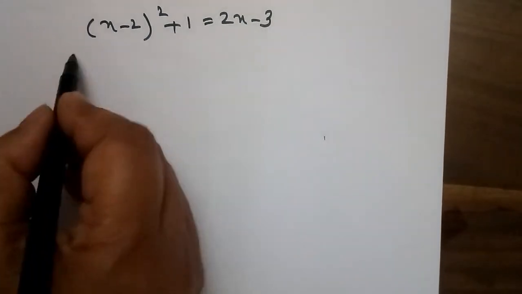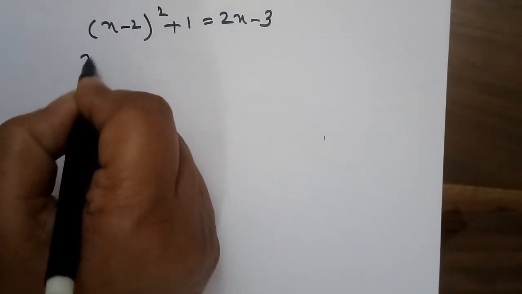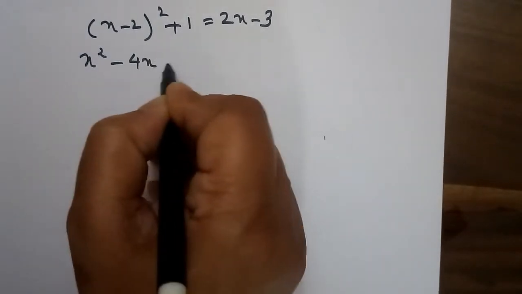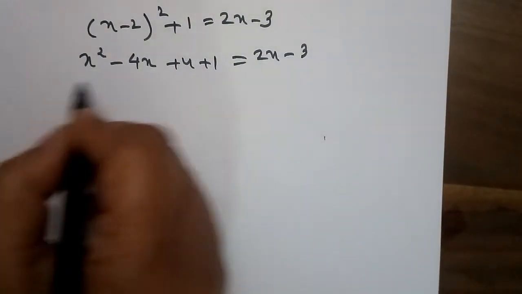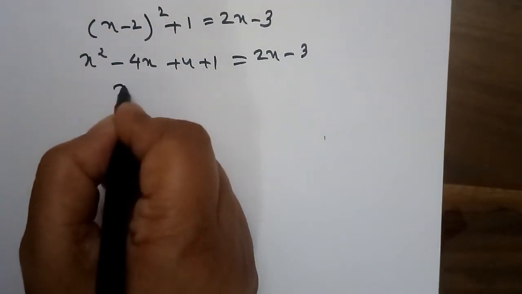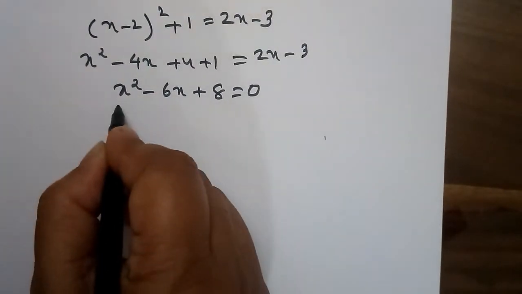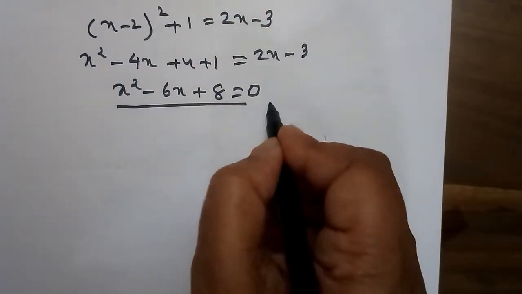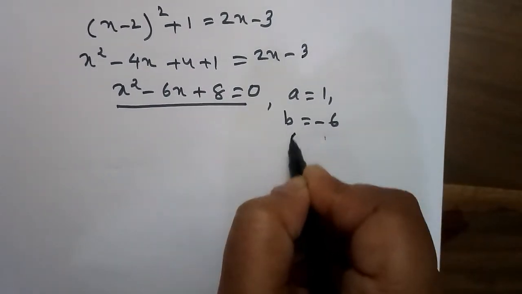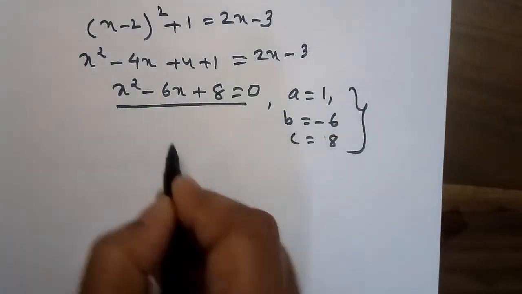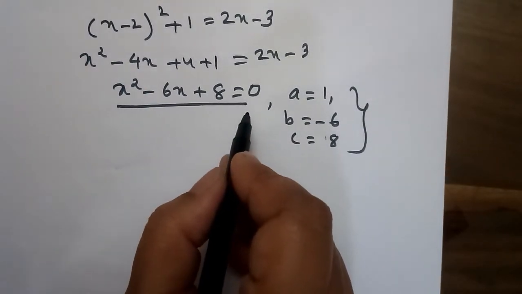So what do you have to do in this? You have to open the brackets. When I open the bracket, I'll get x square minus 4x plus 4 plus 1 equal to 2x minus 3. When I solve this and transfer everything to one side, I will get x square minus 6x plus 8 equal to 0. And this is undoubtedly a quadratic equation where your a is 1, your b is minus 6 and your c is 8. So it is satisfying all the conditions of the standard form of a quadratic equation.